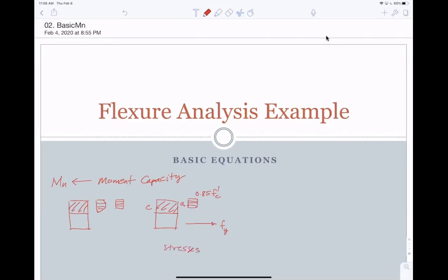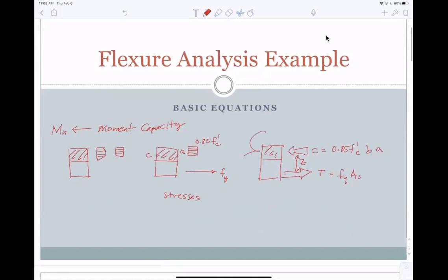And what that will mean, we learned last time, is that you'll have this compressive force C, and you'll have this tension force T, and the distance apart we call z. The tension force will be just the yield stress times the area of steel, and the compressive force is just going to be the stress of this rectangle, 0.85 f'c, times the area that it's acting on, the width of the beam times this height a. And so we're going to use this free body diagram to get Mn.